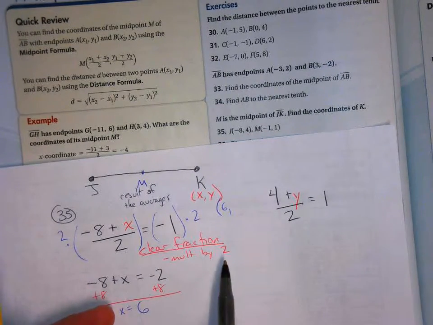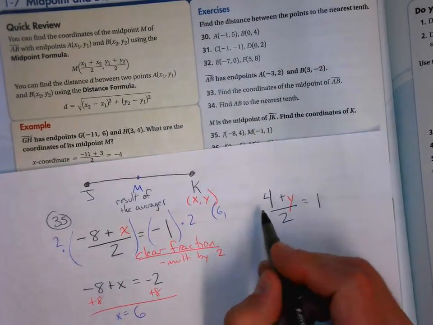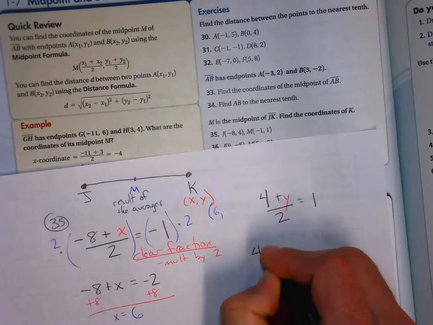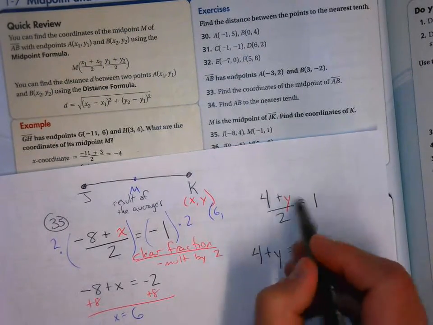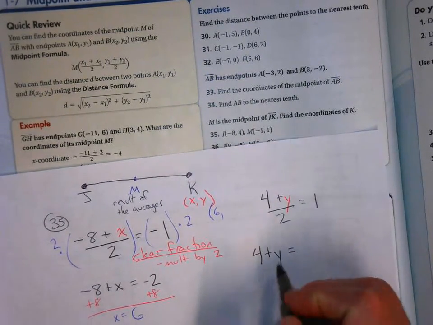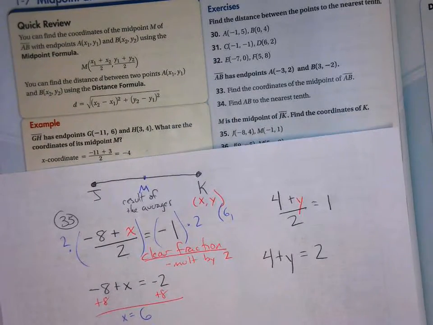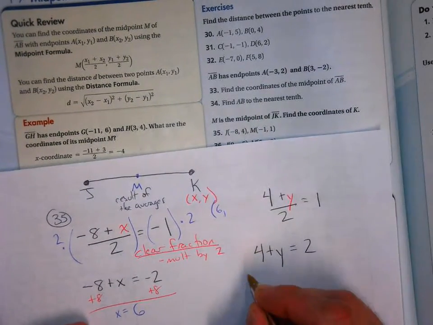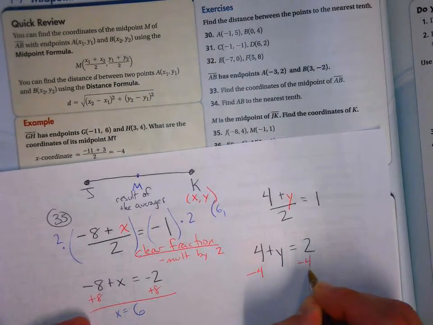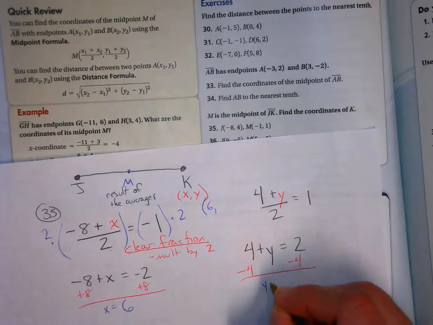The first thing we can do is clear the fraction by multiplying both sides by 2. I'm going to move this one a little bit quicker because the process is the same as what we did over here. If we multiply both sides by 2, on the left-hand side, we'll be left simply with the numerator, 4 plus y. On the right-hand side, we'll have 1 times 2, which is 2. And then to finally solve for y, we have to undo that 4. How do you undo a 4? Take it away. And we have left y equals negative 2.